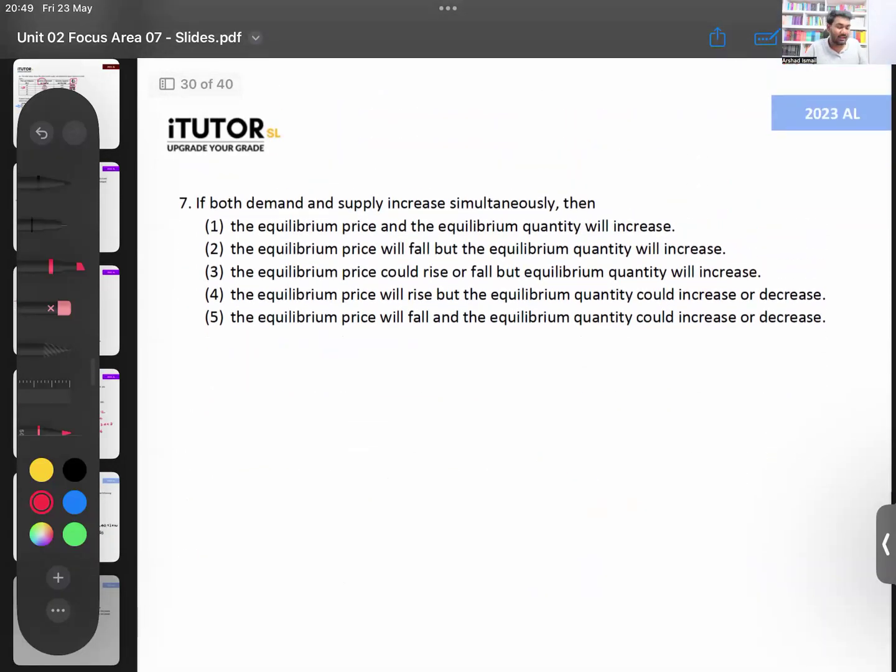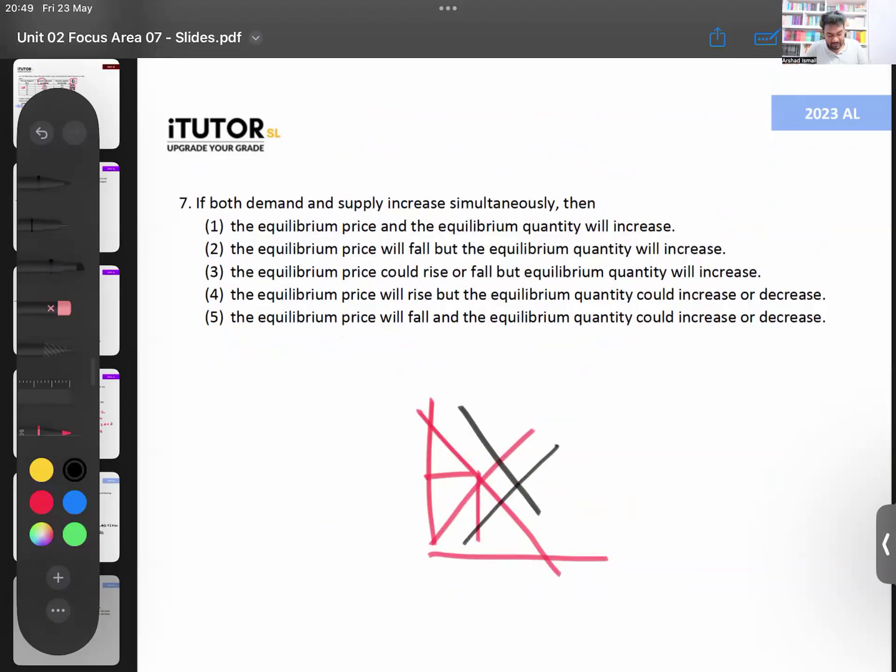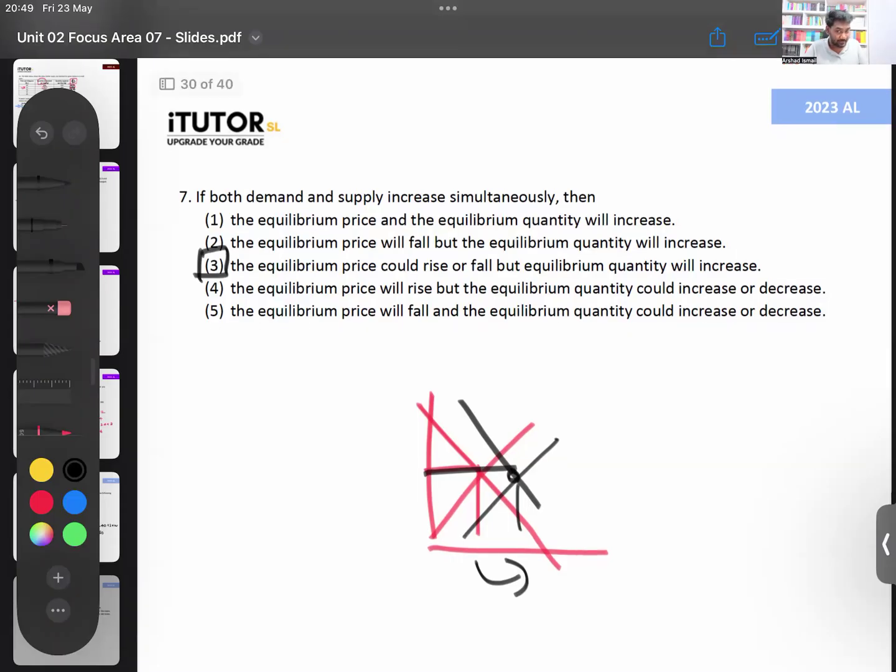If both demand and supply increase simultaneously, same thing, I think this is the 4th or 5th time that we are doing it. What happens, Lamai? If demand and supply both increase simultaneously, we know the quantity will definitely increase, but price we can't say. Price might increase, it might decrease, it might remain unchanged. So quantity will increase, price could rise or fall. What is your answer, Lamai? 3. Price could rise or fall, but quantity will increase. Same thing. We've done this multiple times.